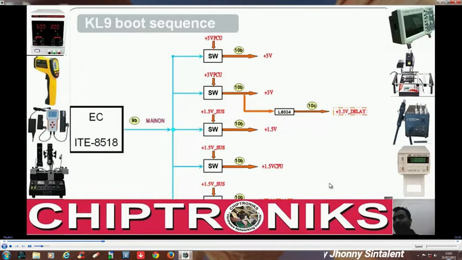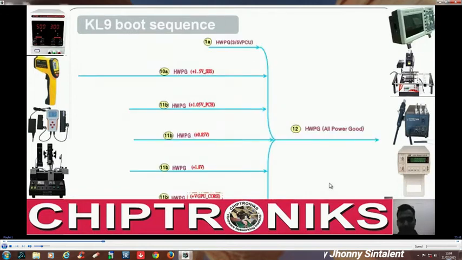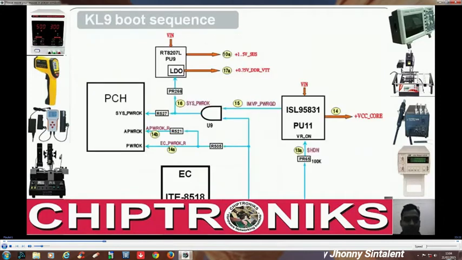They're not getting opened instantly. They're getting opened in stages. And here you see all the power good signals generated by the various regulators are combined together to issue an H power good, and we call it all power good, and this all power good is going to the embedded controller.